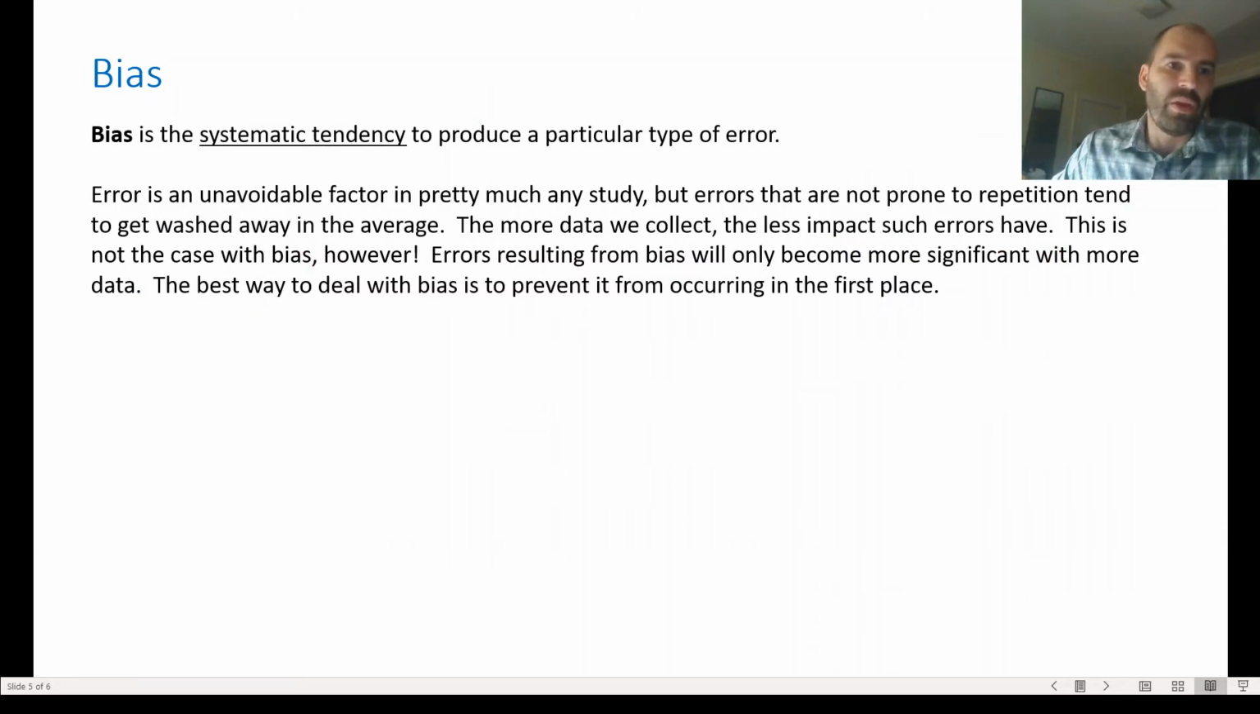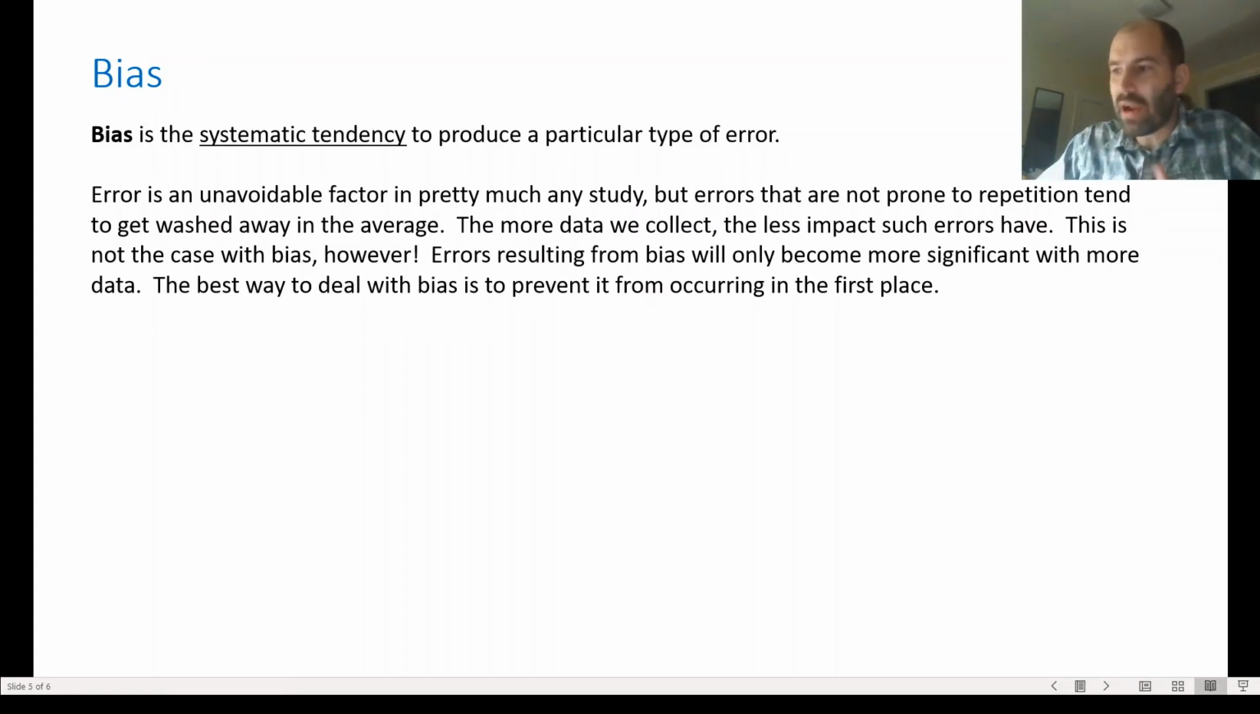All right. One other issue that we can encounter when we do studies is bias. Now, it's very important not to confuse bias with error, and it's very common to confuse these. So bias is the systematic tendency to produce a particular type of error. Okay? Errors happen all the time. Error is unavoidable in pretty much any study, but errors that are not prone to repetition tend to get washed away in the average. Right?